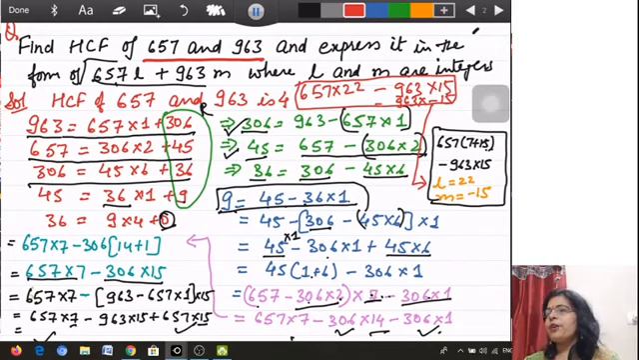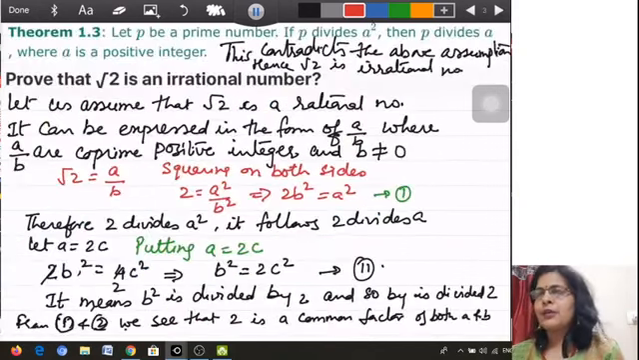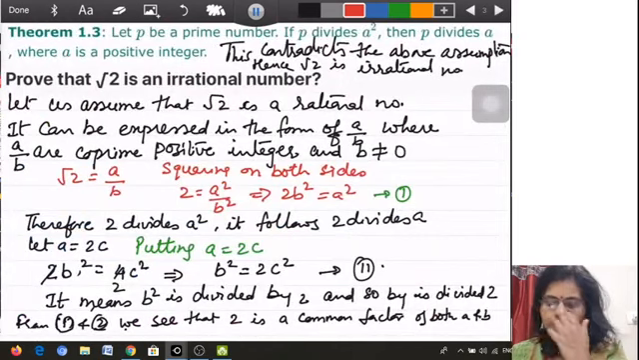I hope everyone would have got this solution, and you have to practice more questions so that you may be comfortable with this type of question. Now proceeding to some questions related to this chapter.